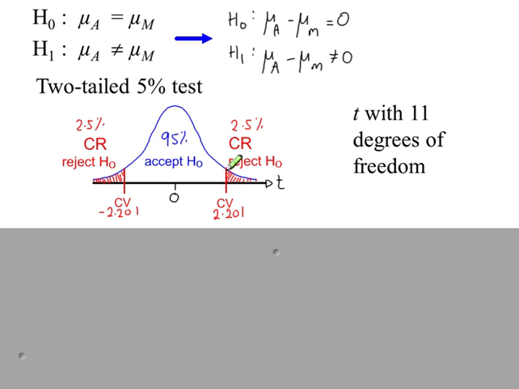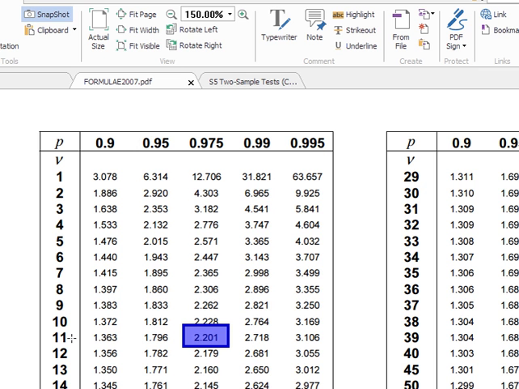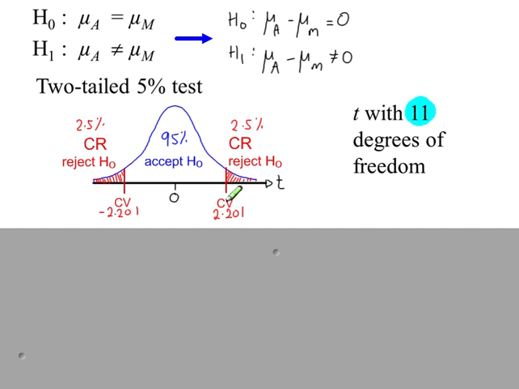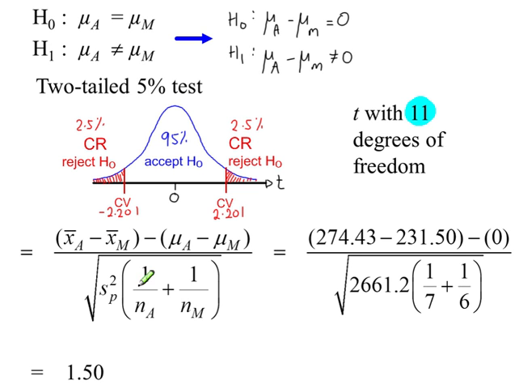The cumulative probability to the left of this line is 97.5%. With 11 degrees of freedom, we go to the tables. 11 degrees of freedom, 0.975. Our critical value is 2.201, and it's a two-tailed test, so it's positive and negative.